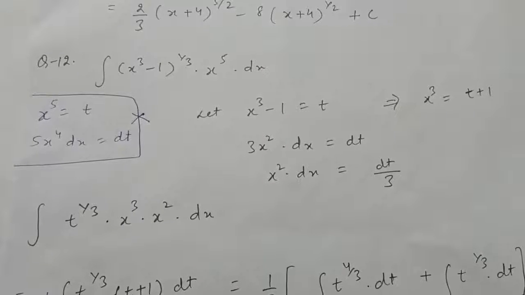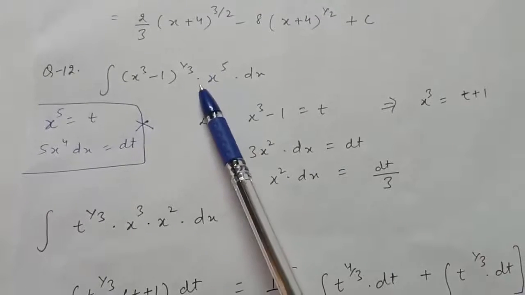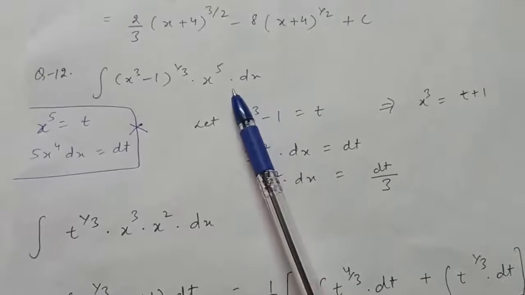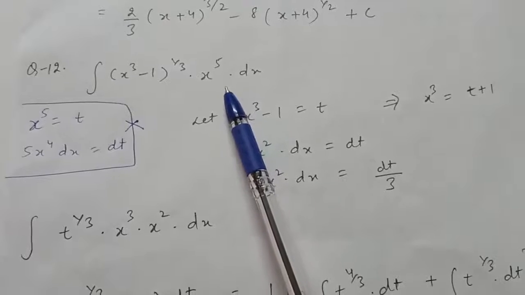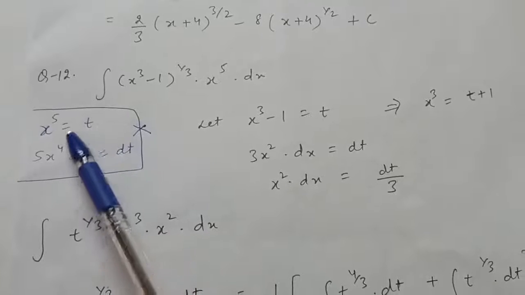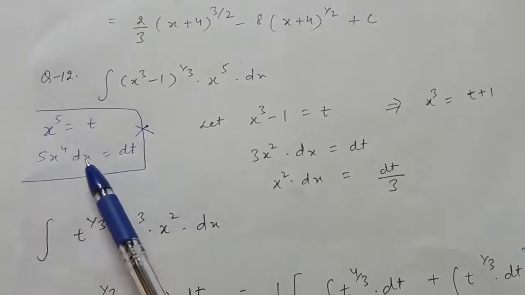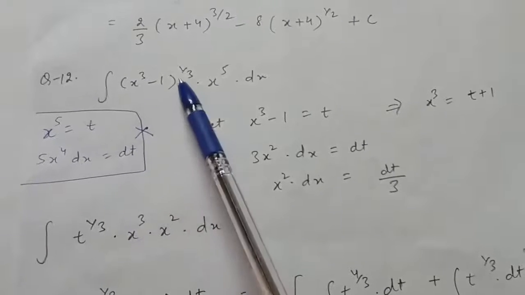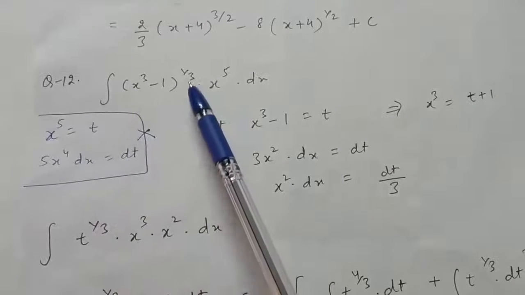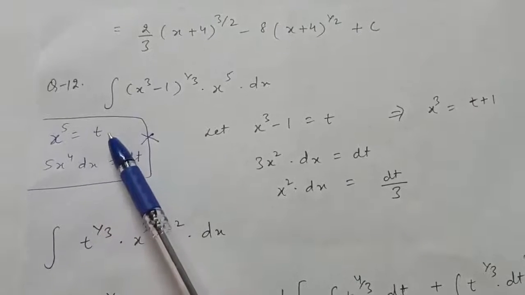Now in question number 12th, integral x cube minus 1 whole raised to the power 1 by 3 into x raised to the power 5 into dx. Now you have to decide which term is to be put as equal to t. Now see, if you take x raised to the power 5 as equal to t, then after differentiating both the sides, you will get 5 x raised to the power 4 into dx equal to dt. But here there is no term which is x raised to the power 4, right? Therefore we will not let x raised to the power 5 as equal to t.